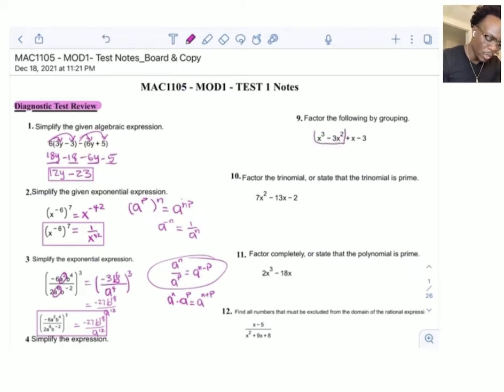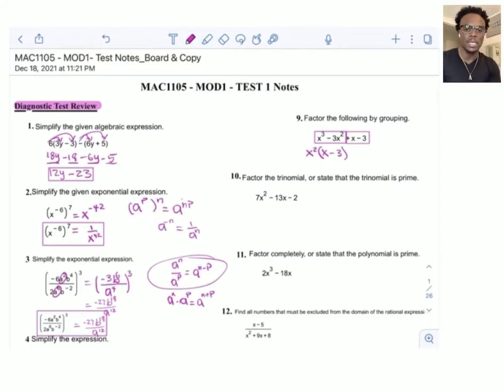We make a group with the first 2 terms. I'm going to make another group with the second 2 terms. I have 2 groups. The GCF of the first group is x squared. So that's x squared pulled out. And then what do we multiply by x squared to get x cubed? That's x. What do we multiply by x squared to get negative 3x squared? So that's negative 3.